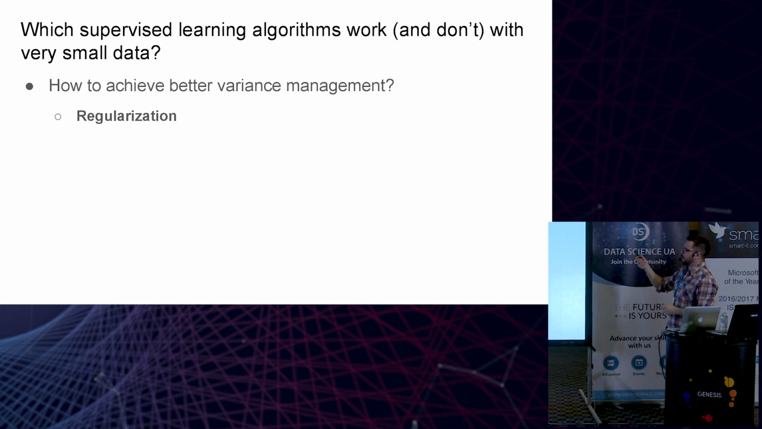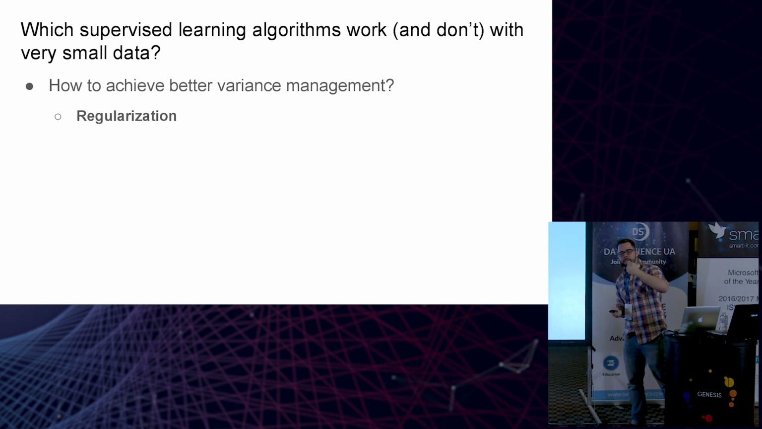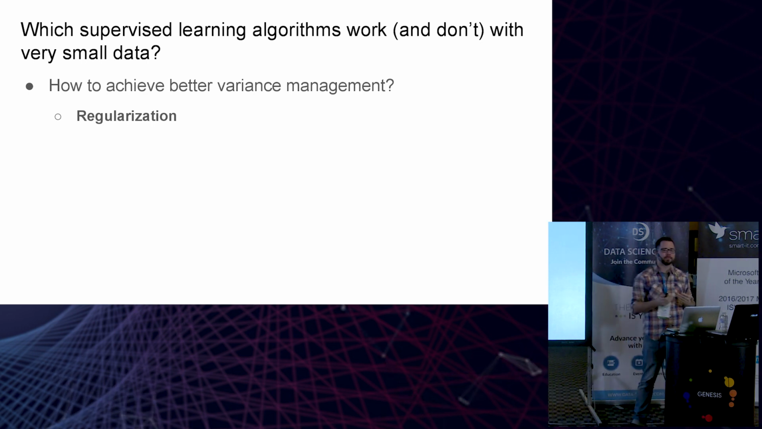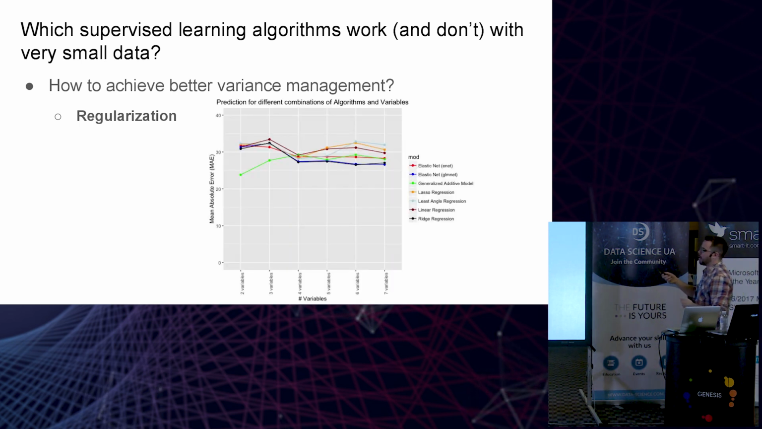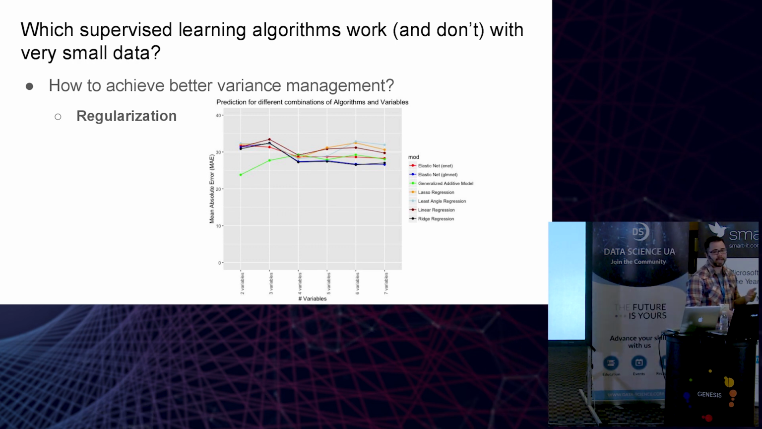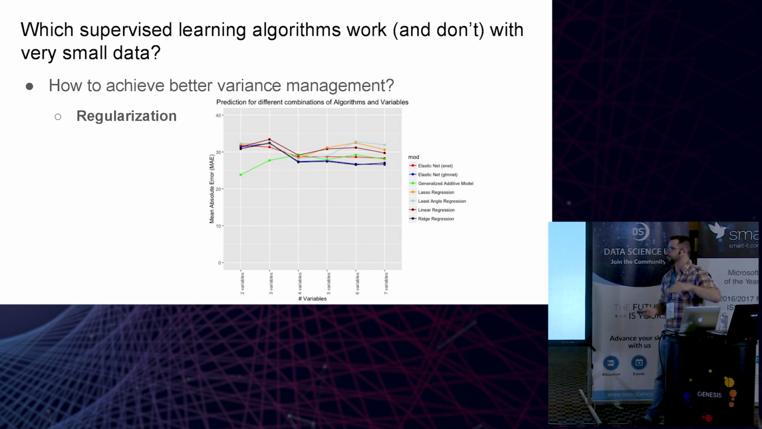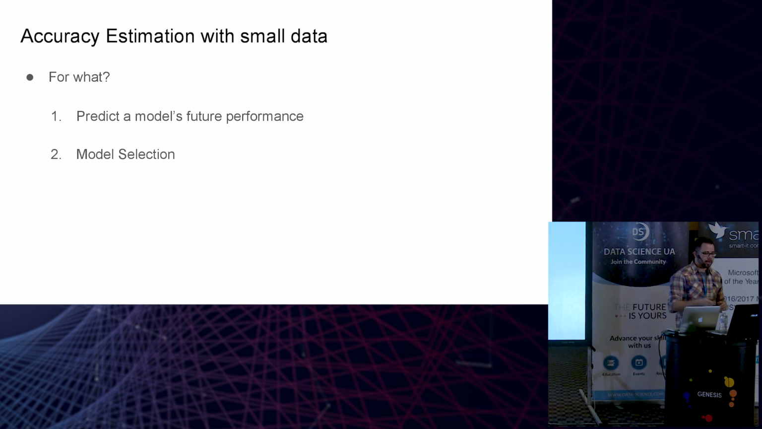Another way to achieve better variance management, which is the same, adding some bias in order to decrease a little bit the variance, is, as you know, regularization. So also we found that regressions with penalization like Ridge, Lasso, or Elastic Net were also giving us better results than just normal regression. Okay, so in terms of learning algorithms, we found that we should prefer simple models.